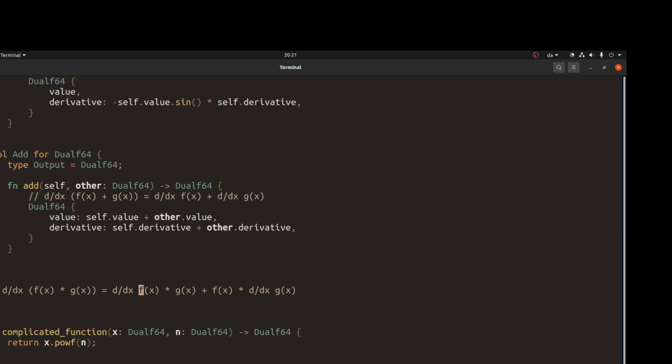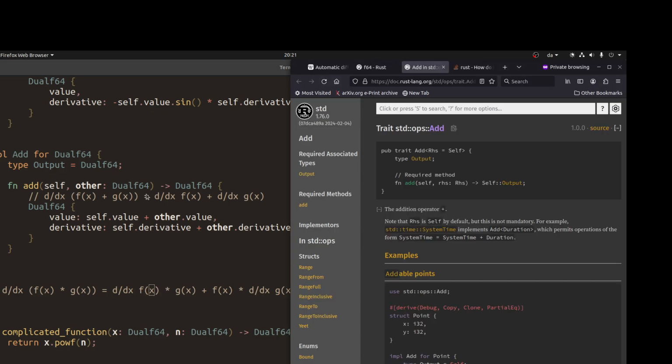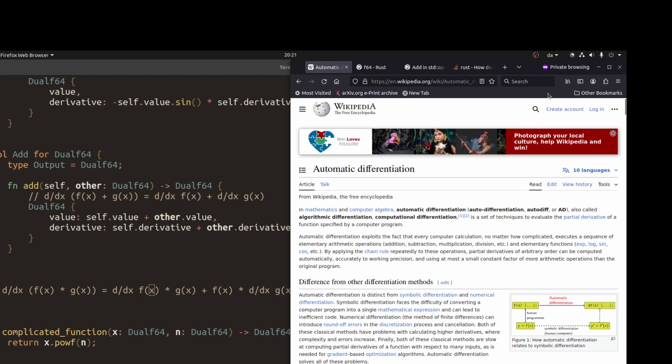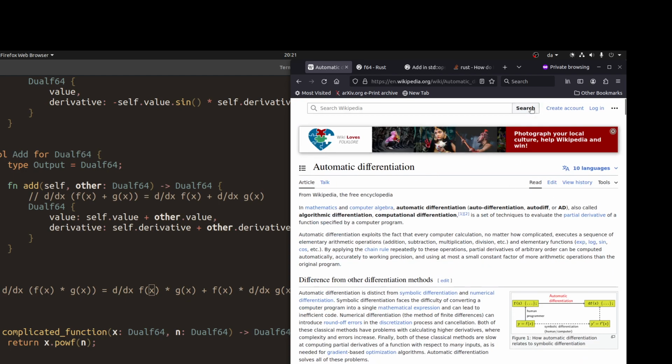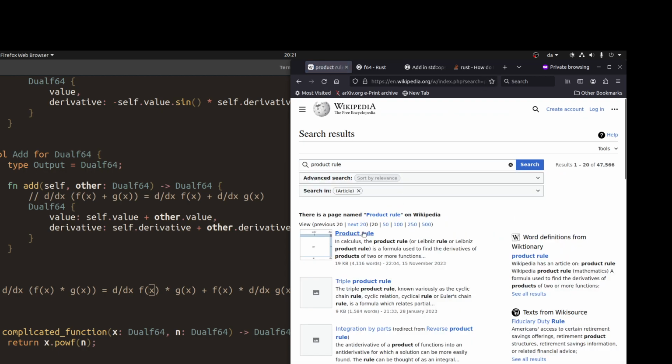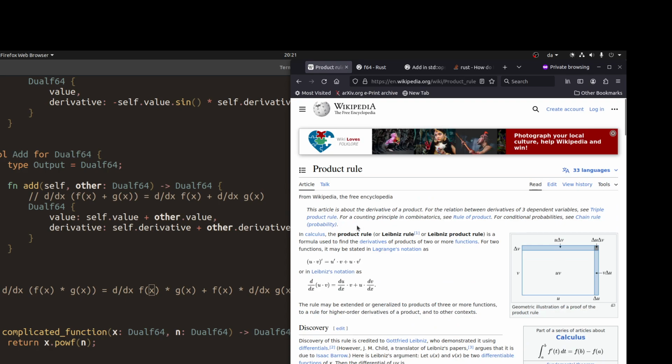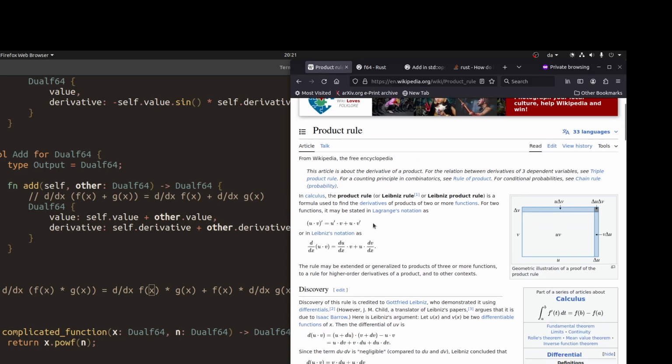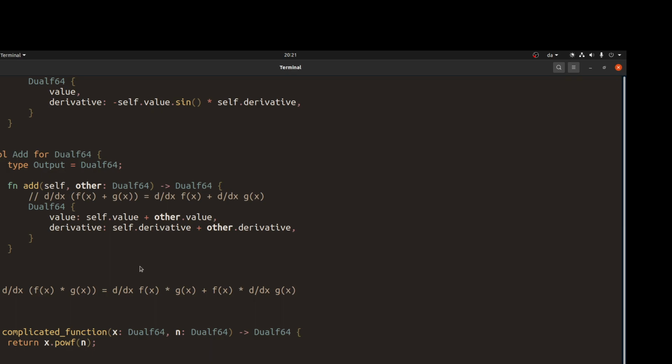It's the product rule. So actually, you can just go here to Wikipedia, search for something like product rule, and probably you can find a list of these rules. But I think product rule, sum rule, and chain rule is all you need. But anyway, here you have it. The derivative of 2 things multiplied together is the derivative of the first thing times the other thing plus the first thing times the derivative of the other thing.